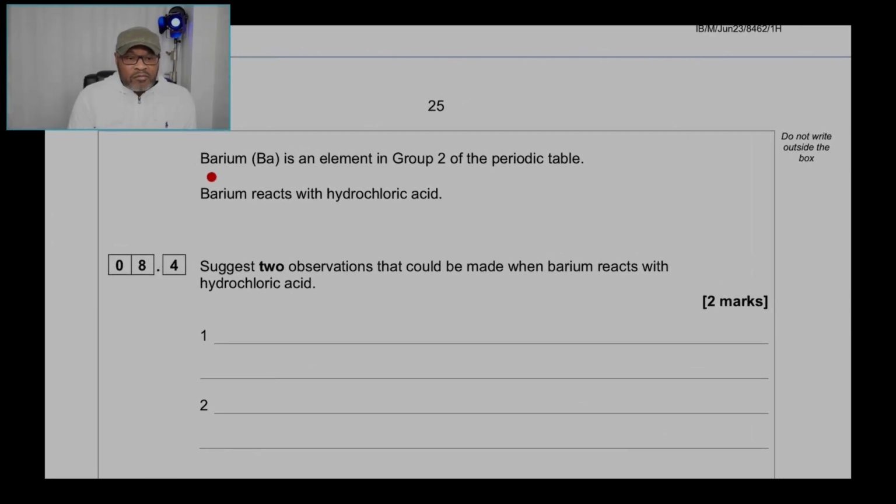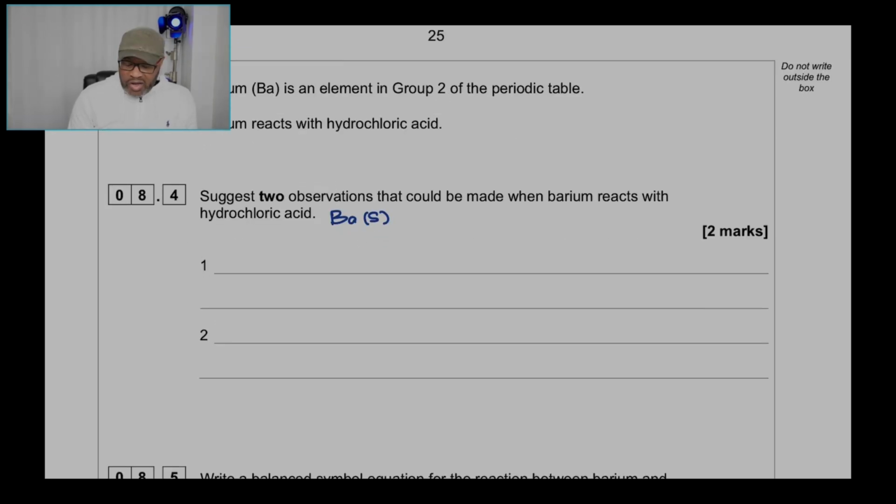Question 8.4. Barium is an element in group 2 of the periodic table. Barium reacts with hydrochloric acid. Suggest 2 observations that could be made when barium reacts with hydrochloric acid. 2 marks. We need 2 points. Barium is a solid, plus hydrochloric acid, which is aqueous.